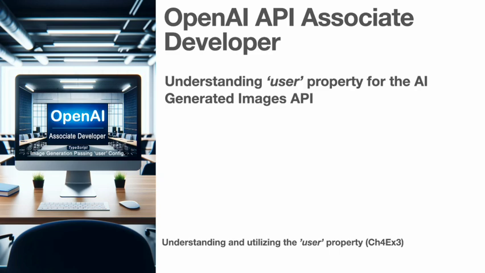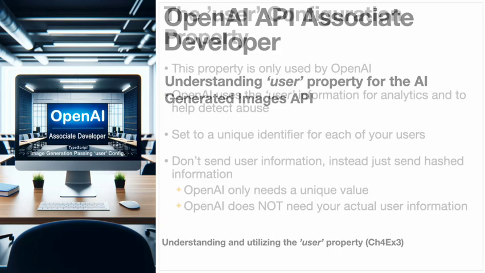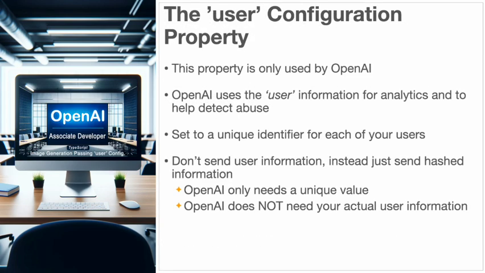In this lesson, we'll look at the user configuration property for the Image Generation API. The user property in the configuration object serves the same purposes in the Image Generation API as it does in the Chat Completion API. It is used solely by the OpenAI server for internal analytics and to help OpenAI detect abuse. This property should be set to a unique identifier for each of your users, allowing OpenAI to track usage patterns and ensure fair use of the API.